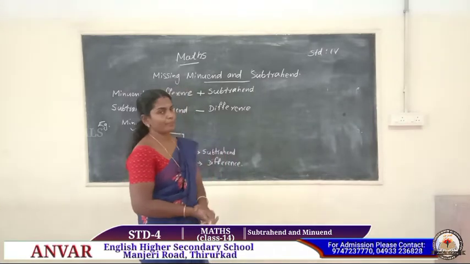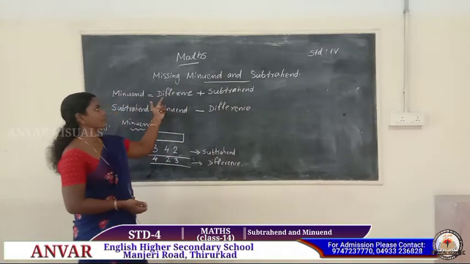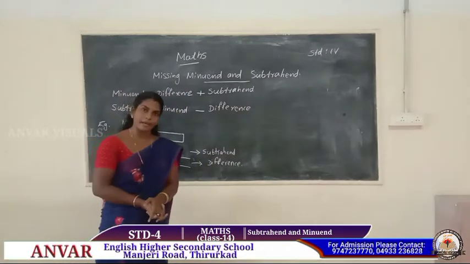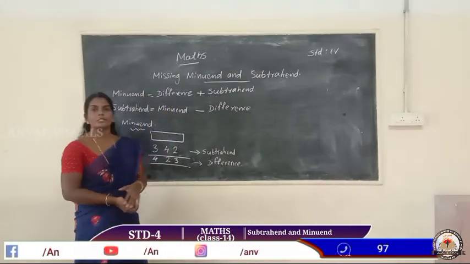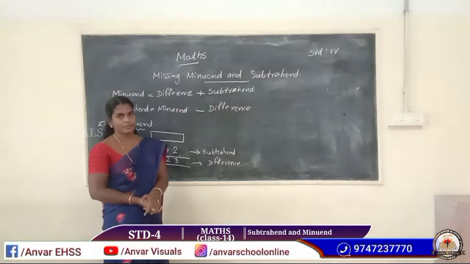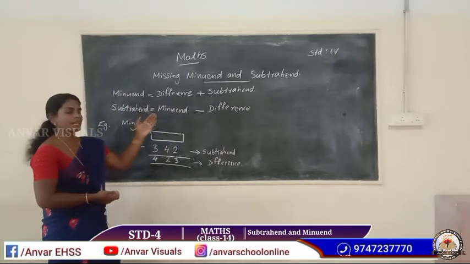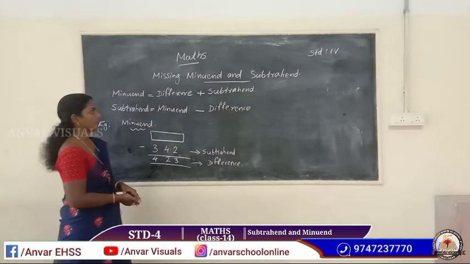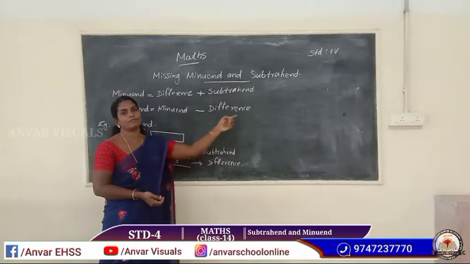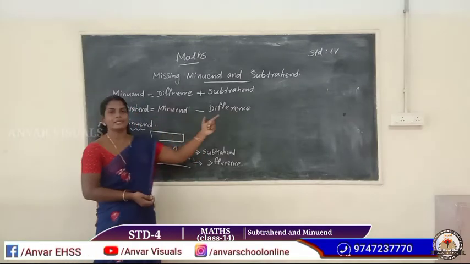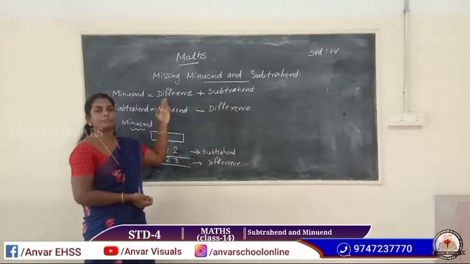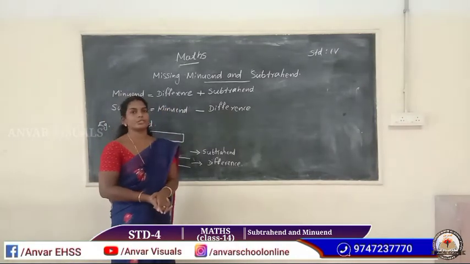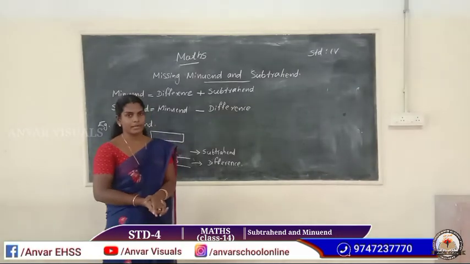For finding the minuend, the equation is difference plus subtrahend. To find the subtrahend, there is another equation: minuend minus difference. First of all, we need to remember these two equations related to minuend and subtrahend.